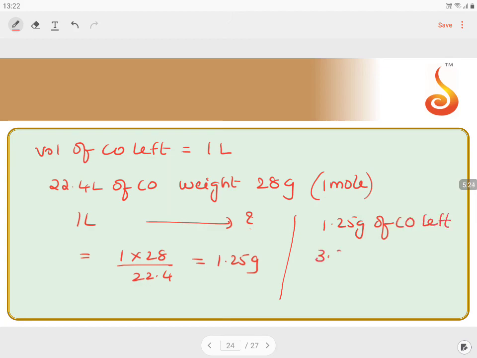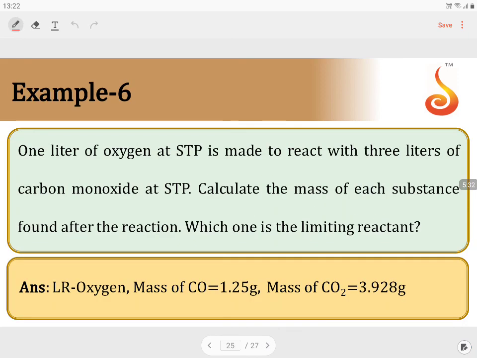and 3.928 grams of CO2 is formed in the chemical reaction. So the answer: 1.25 grams of CO is left, and 3.928 grams of CO2 is formed in the reaction.